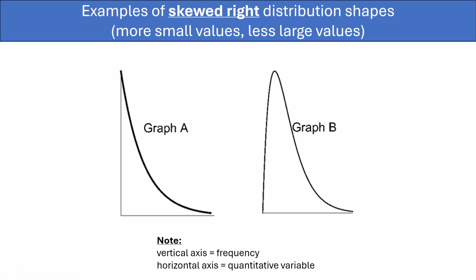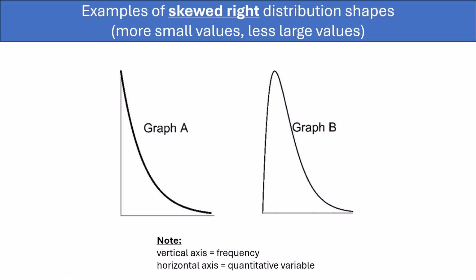Here are some examples of skewed right distribution shapes. In a skewed right distribution, you have a lot more smaller values of your variable and a lot less large values of your variable. And that can look like either graph A or graph B. Remember that the vertical axis is frequency and the horizontal axis is our quantitative variable. So lower values of the quantitative variable would fall towards the left, and we have a high frequency of those values. One way to remember that we have a skewed right distribution is as you move towards the right, the graph kind of diminishes or tails off.